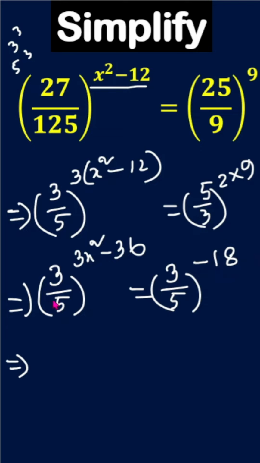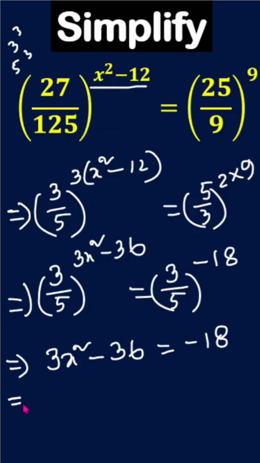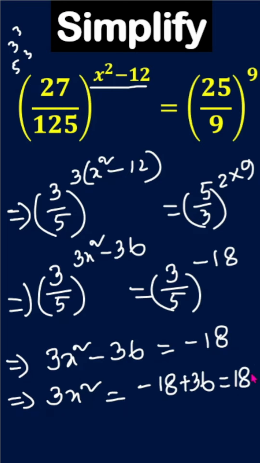So look, here the bases are the same, 3 by 5 and 3 by 5. So we can write 3x² − 36 equals to −18. Now 3x² equals to −18 plus 36, which means plus 18.